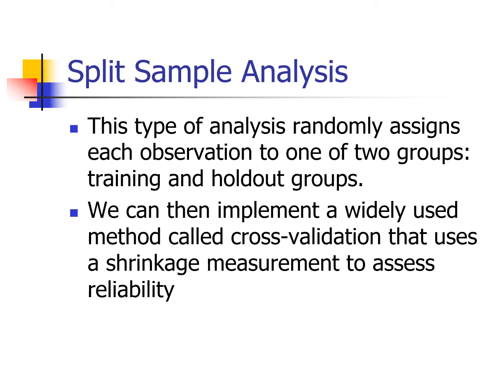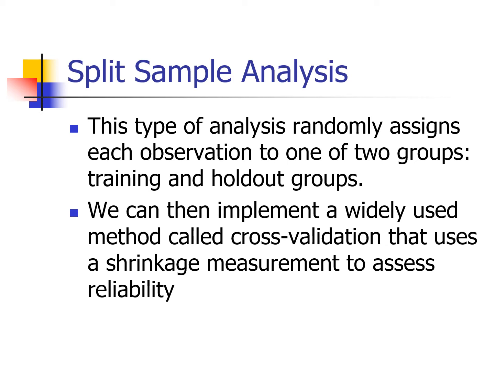A split sample analysis works like this. We take our data set and we split it into two groups. We have a training group and we have a holdout group. The big picture idea is that we're going to use the training group to determine what our optimal model is, to build our model.